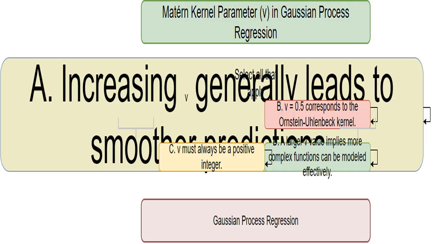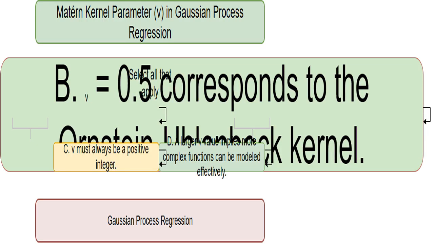As you increase NU, the predictions become increasingly smooth. Imagine drawing a curve through your data points. A higher NU makes the curve smoother. It's like using a very fine brush. When NU equals 0.5, the Matern kernel becomes identical to the Ornstein-Uhlenbeck kernel, another commonly used kernel in machine learning. This is a specific case within the broader Matern family.